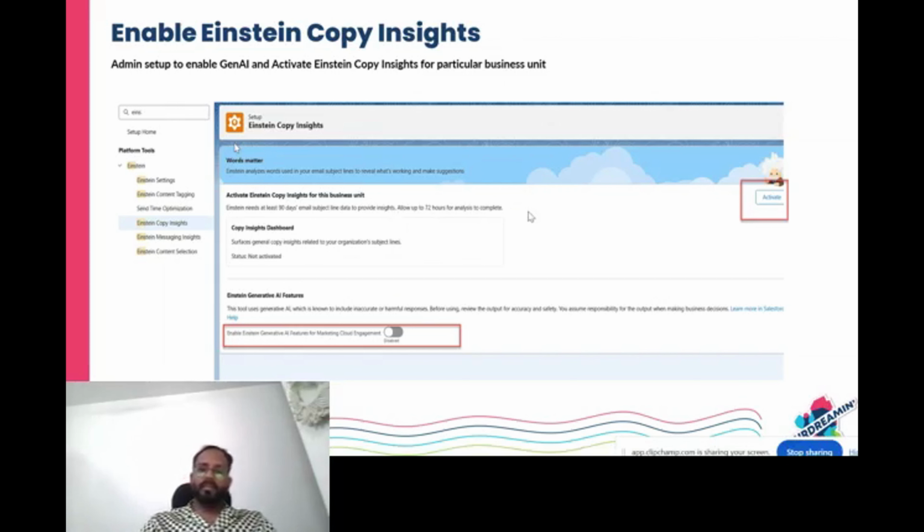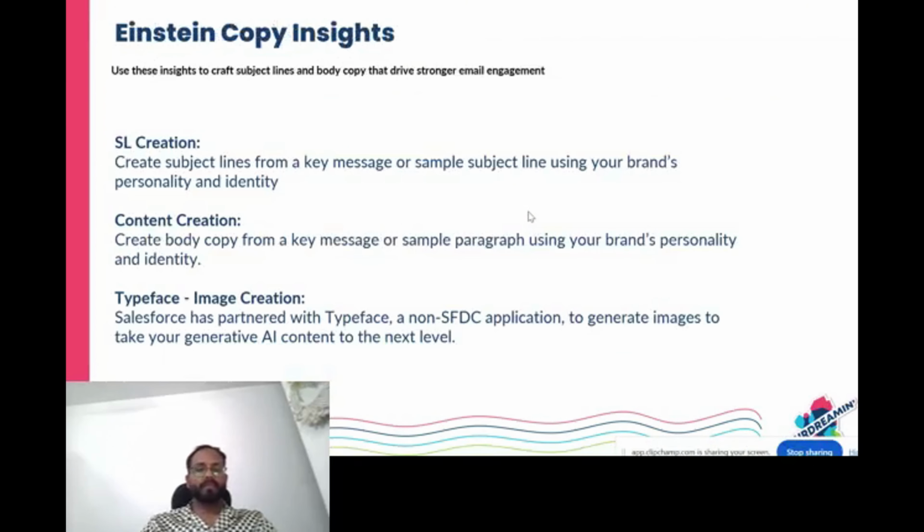As covered for the predictive AI features, this feature also requires 90 days of data so that it will provide more accurate results. As they say, AI feeds on data, so the more the data, the more accurate the AI output will be. Now let's get deeper into Einstein Copy Insights. What generative features are provided built into Marketing Cloud Engagement?